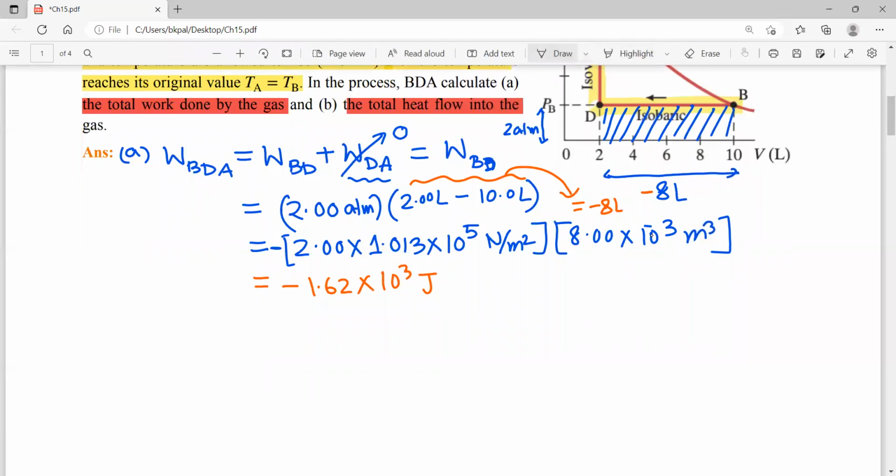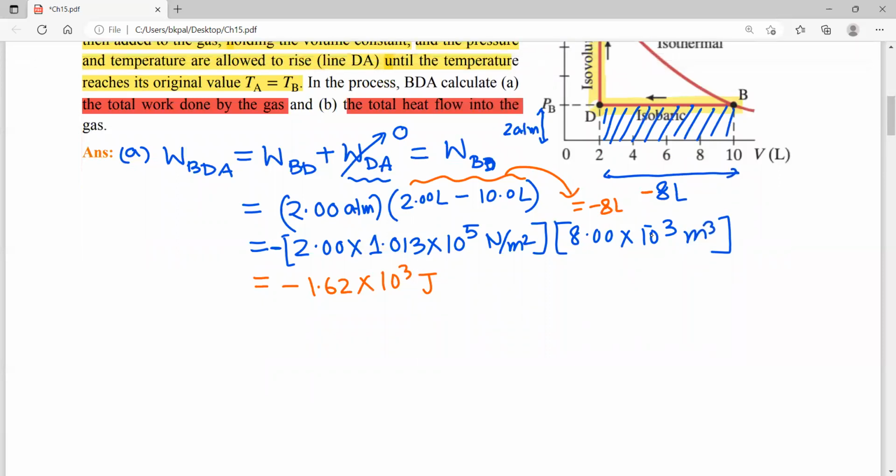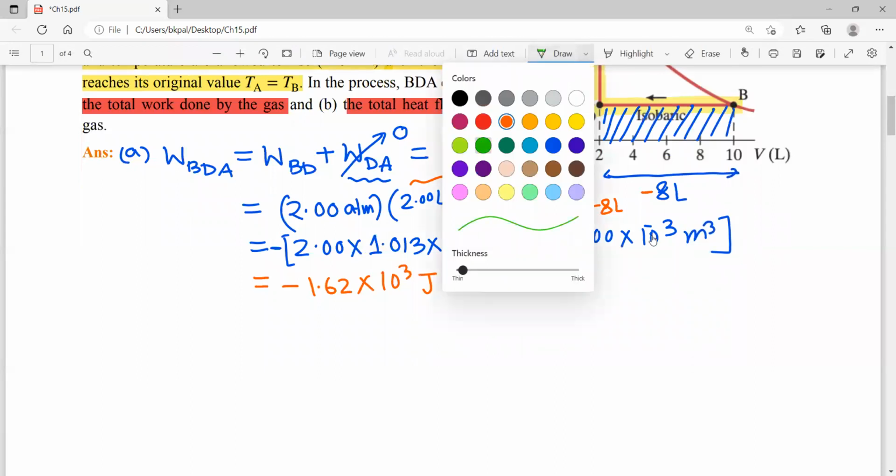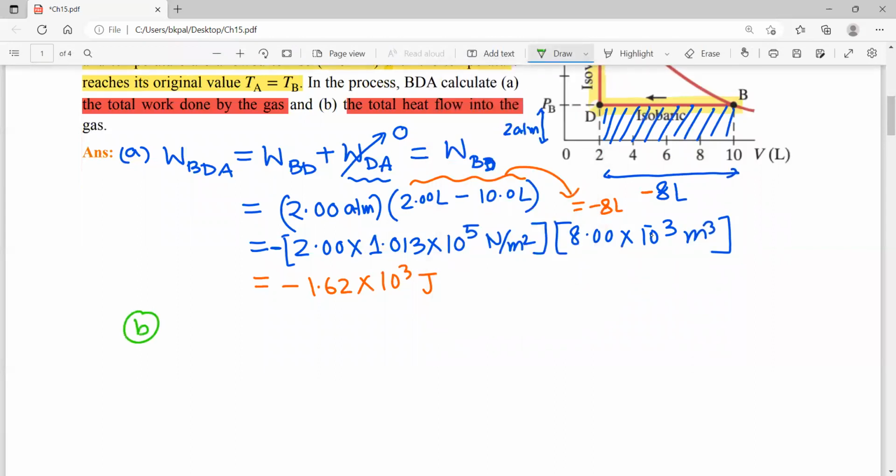Now let's try to understand what is the heat flow into the gas. To do that we need this equation, the first law of thermodynamics.